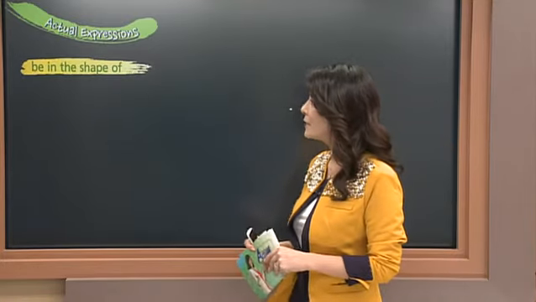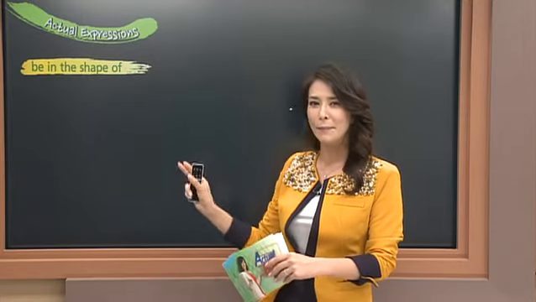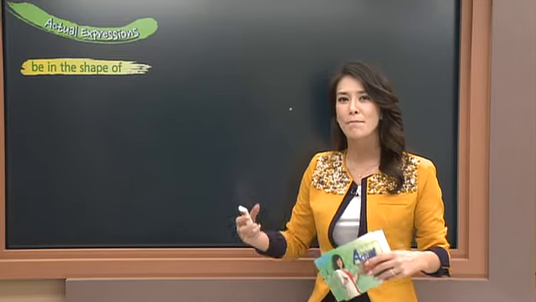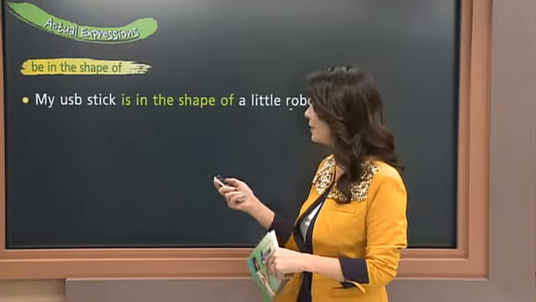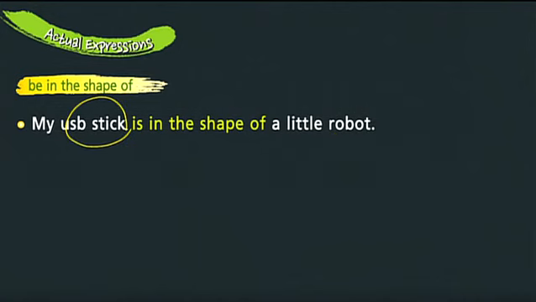Our final pattern for today is be in the shape of something. Simply put, it means to be designed in a certain shape, okay? To be made in a certain shape. So here is a sample sentence. My USB stick is in the shape of a little robot.